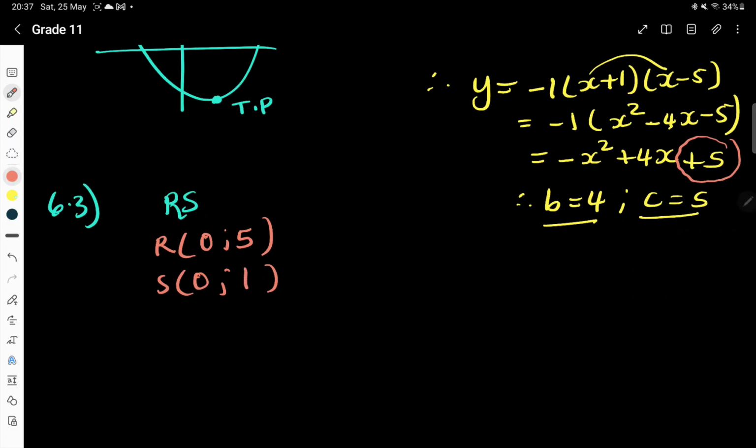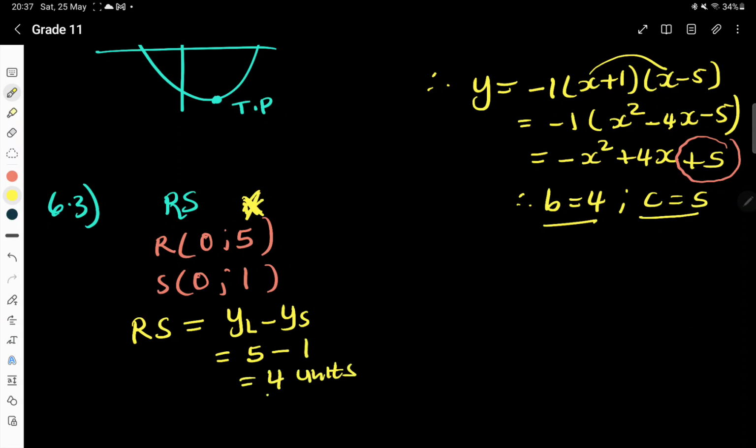To find the length, we don't need to use the distance formula. Just say RS is equal to... Remember, they are the y values only, so it's easy for us. We say y large minus y small. Simple. Y large is 5, small is 1. The distance is 4 units. Simple. If you want to use the distance formula, you can, but you'll still get the 4.